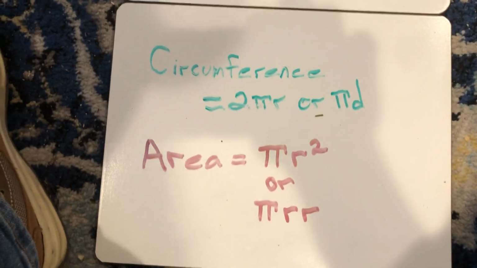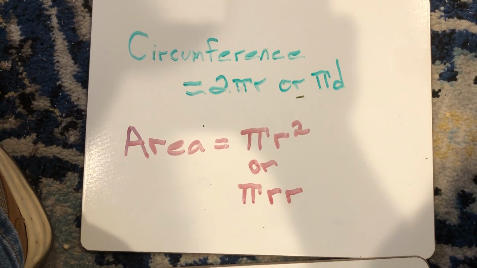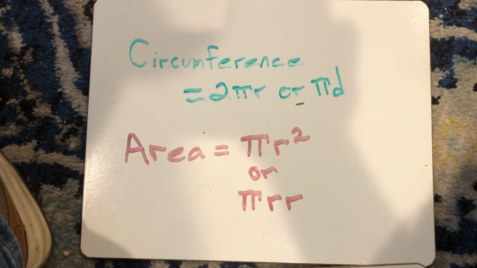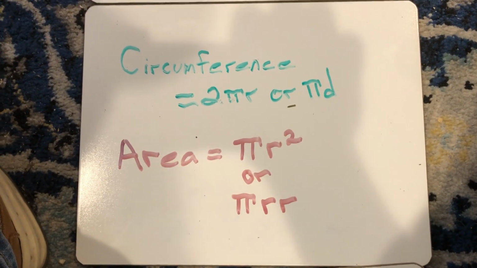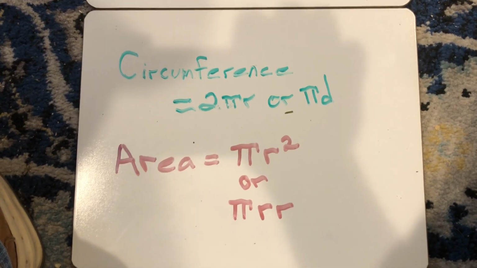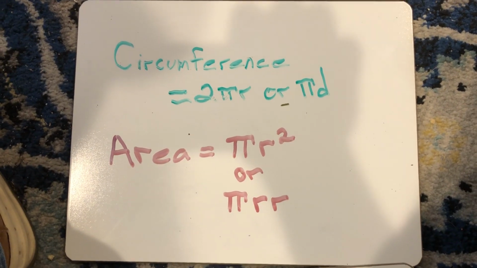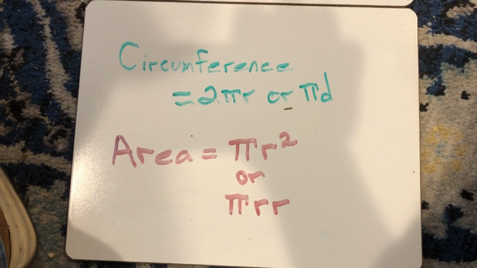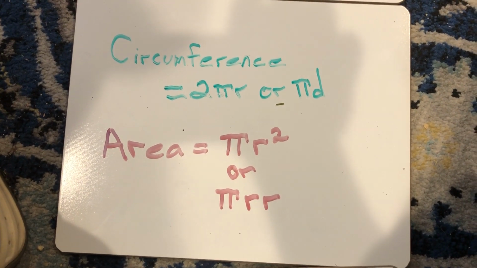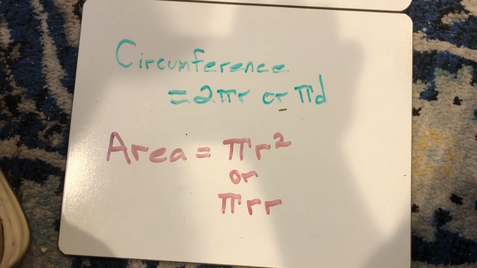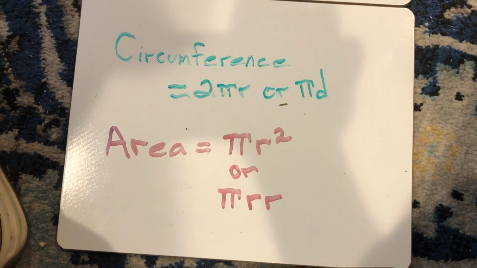Now, the circumference, in order to figure it out, we're going to use either the radius or the diameter, and we're going to use pi. Now, I know we missed it, but happy Pi Day. That was back on March 14th, 3.14. But we're going to use that to find the circumference. We can either use 2 times pi times the radius, or because 2 times the radius is the diameter, we can simplify that to just pi times the diameter.